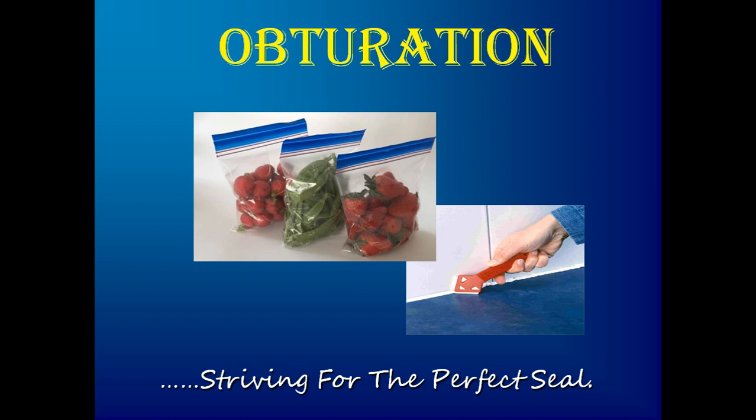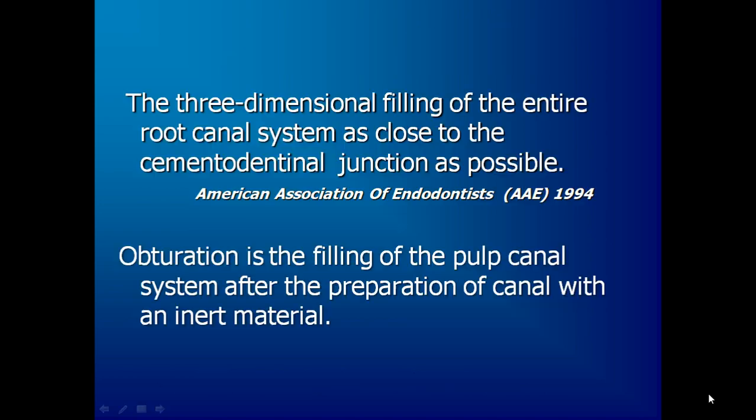So you have gone through the anatomy, the access preparation, the working length determination, the shaping and cleaning, the intracanal medicaments. Finally coming to obturation, that is the sealing or obliteration of the root canal space. So we always have to strive for a perfect seal. This is the main aim of obturation.